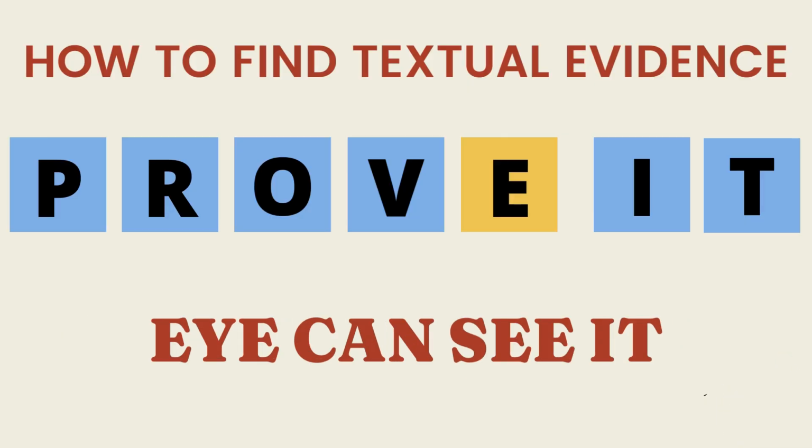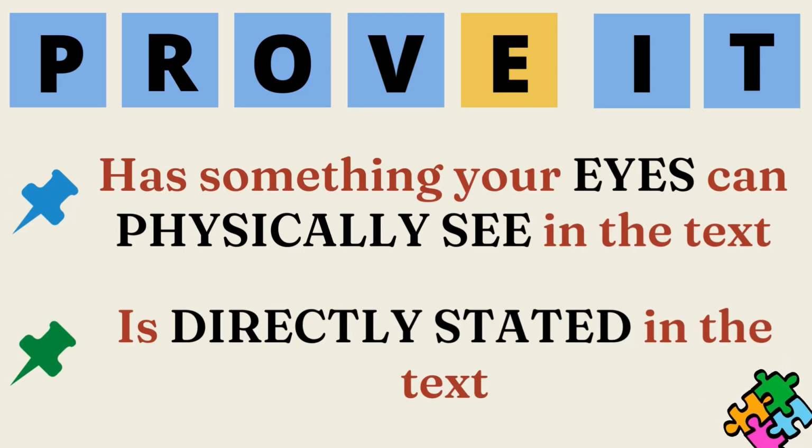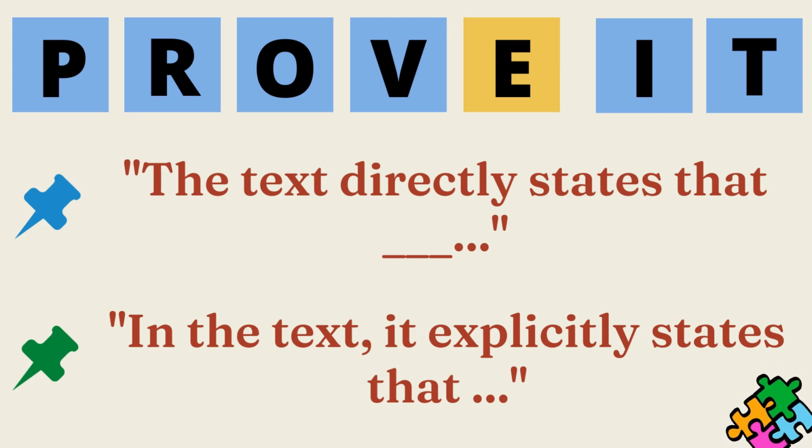Next letter is E, which stands for "eyes can see it." If the eyes can see it, definitely it can be considered as textual evidence. Do we have the same answer? If you can read or physically see it in the text and was able to establish a relationship, and you know this would clearly support whatever your interpretation is, beliefs, or opinion of that particular text, then that could be used as a piece of evidence. You can make use of the phrases "the text directly states that," "in the text it explicitly states that."